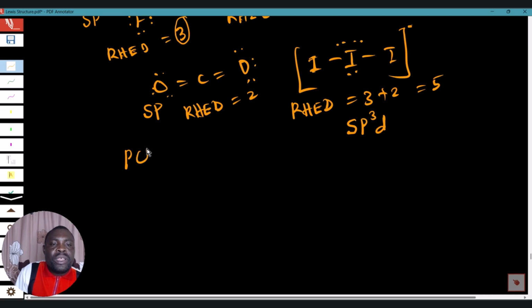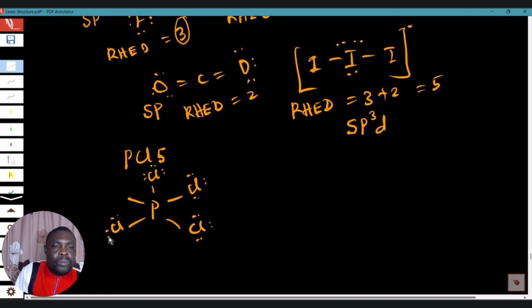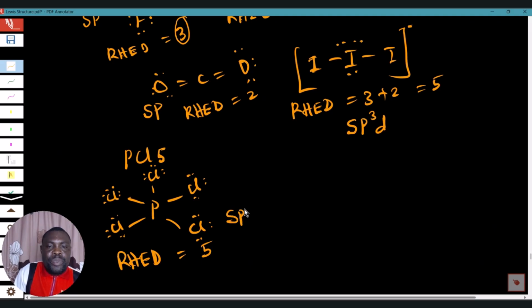Now let's look at PCl5. PCl5, we just have the structure like this. There's a chlorine atom here, another chlorine atom. We have drawn this structure before. Now, the region of high electron density of PCl5, so 1, 2, 3, 4, 5. Again, that gives me 5, which will give me hybridization of sp3d.